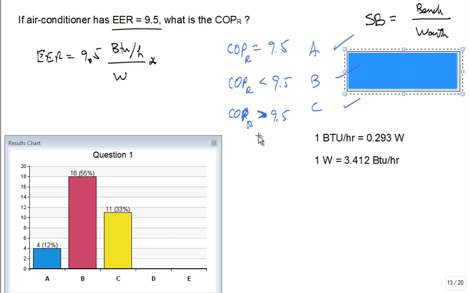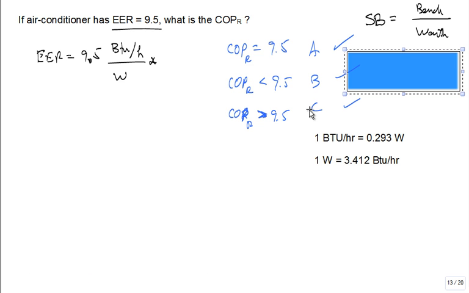The coefficient of performance is typically less than 9.5. Hey, we had 55% correct. That's not bad. That's not bad for guessing.